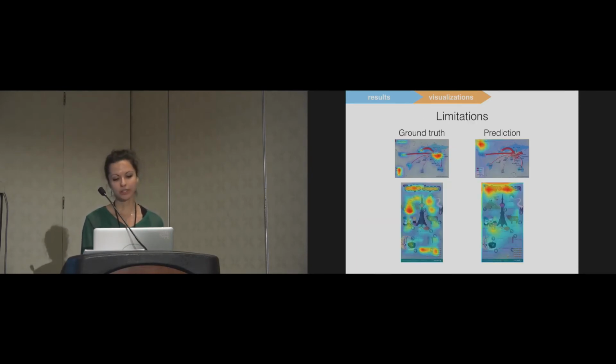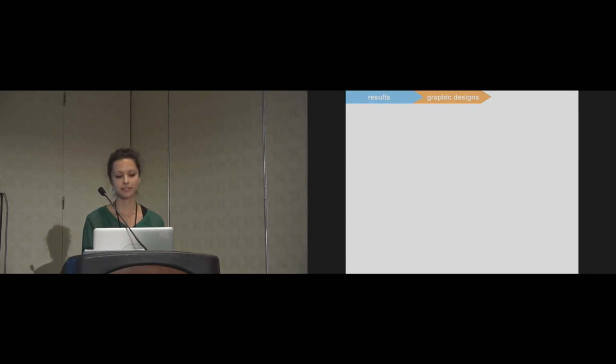But our model currently overpredicts the importance of titles. So it has learned this bias from the ground truth data, but there are cases when the titles are not the most informative element, and we need to train our model on more cases such as these so it can learn to generalize. So let's take a look at some results from graphic designs.